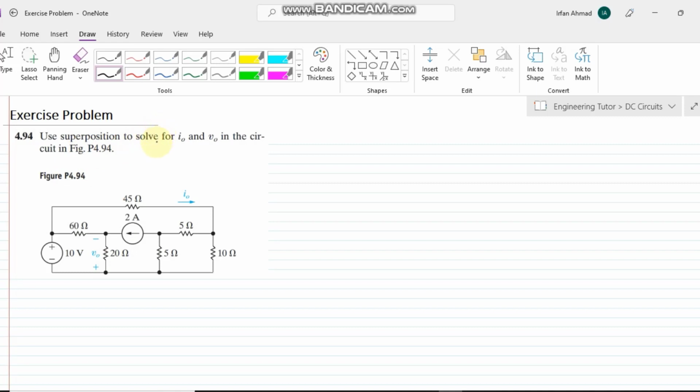So in superposition theorem, what we have to do, we have to consider each of the sources in a circuit one by one, finding the values of the current and voltages which are developed across the elements by using the sources, and then adding the effect of each source at the end of the problem.